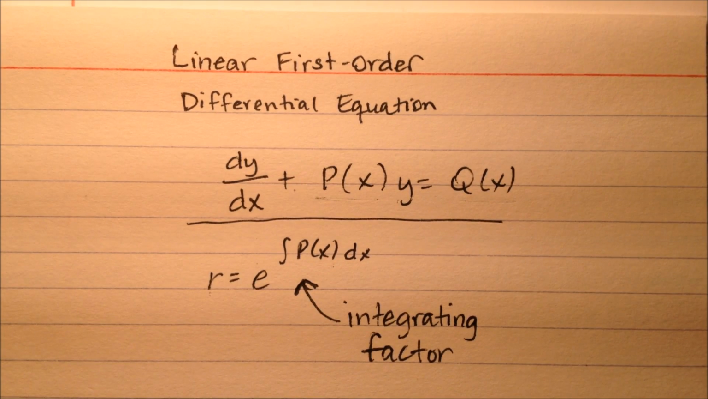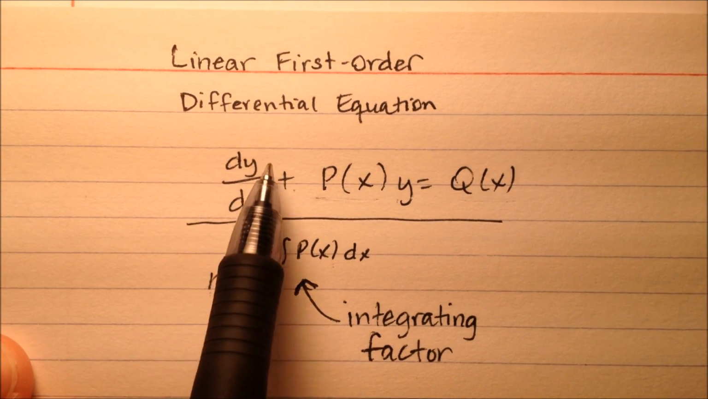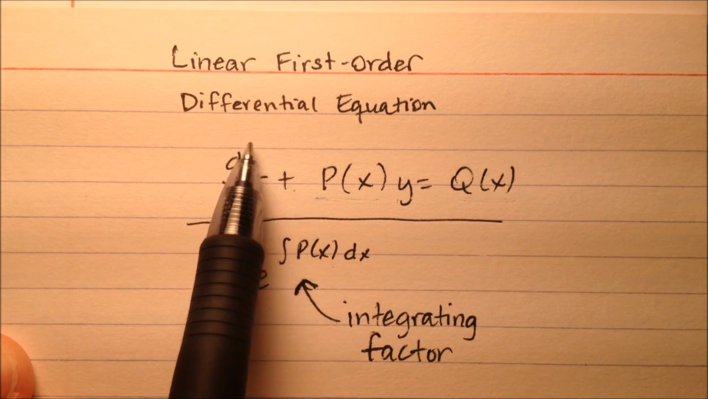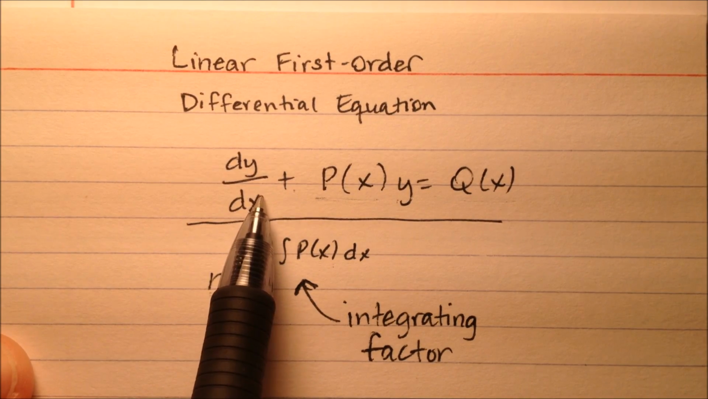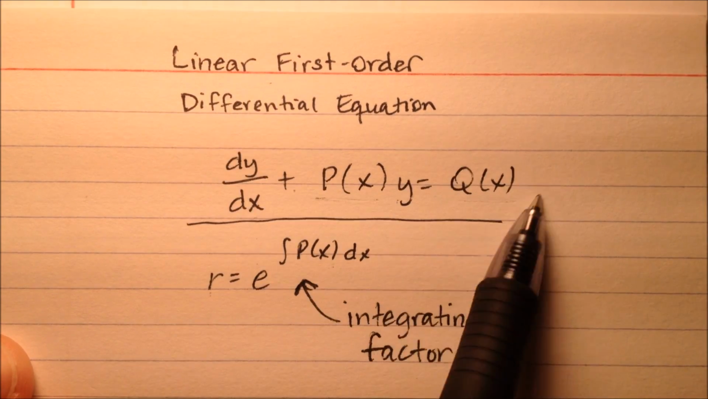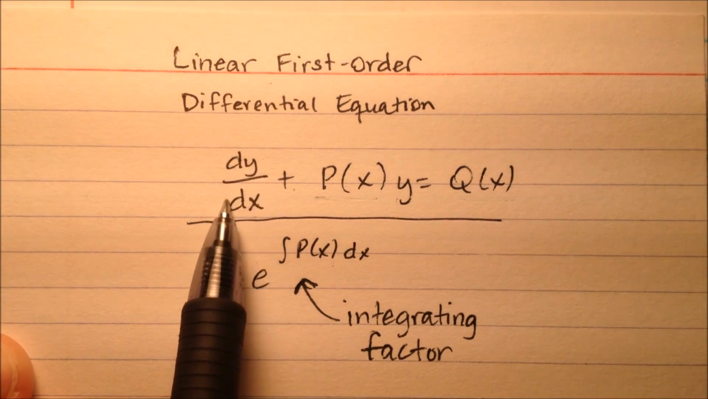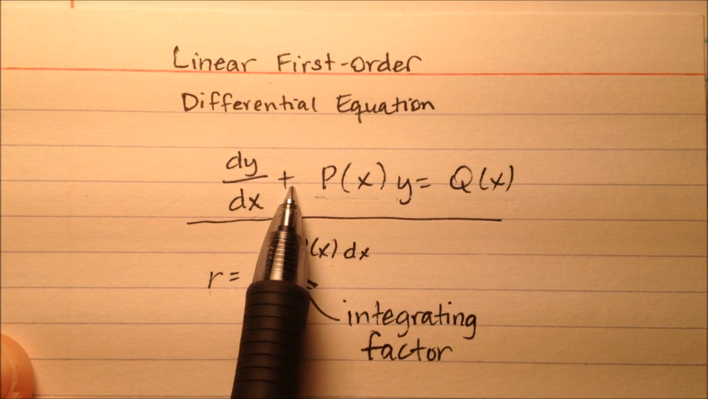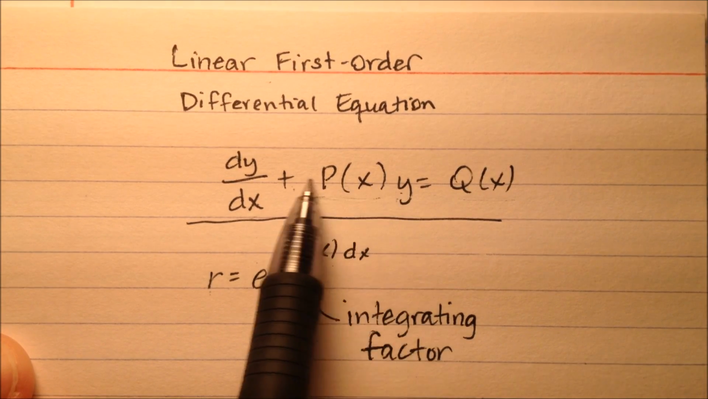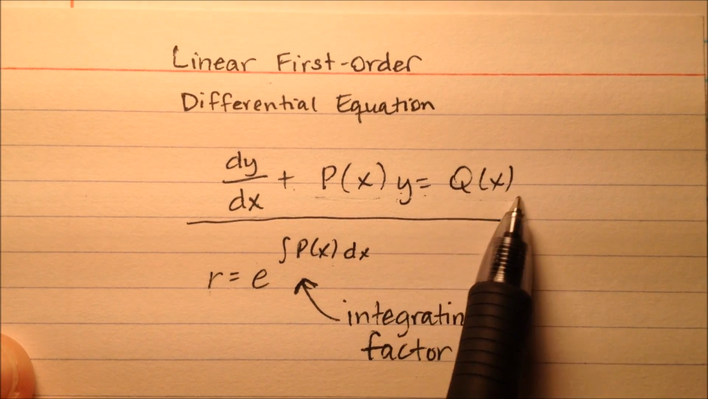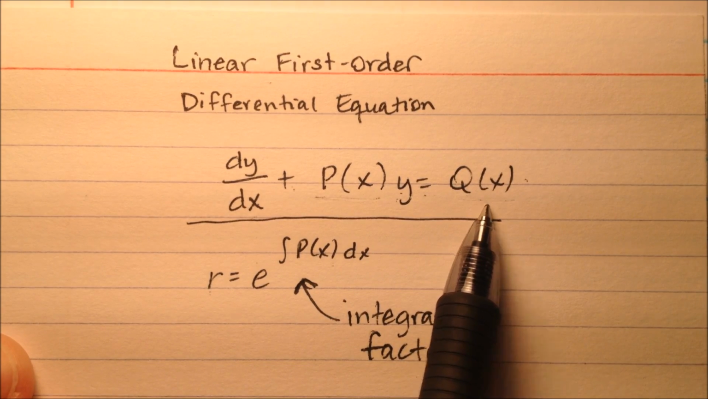So recall, in order for a differential equation to be first order, it must have only a single derivative. So not the second or third derivative, just the first derivative, so dy dx, or of course we can rewrite it as y prime. And in order to be linear, it needs to be in this form here, where the y prime is by itself, plus a function we'll call p of x that goes with our y, and that's all on the left side, and that equals some other function on the right side we'll call q of x.